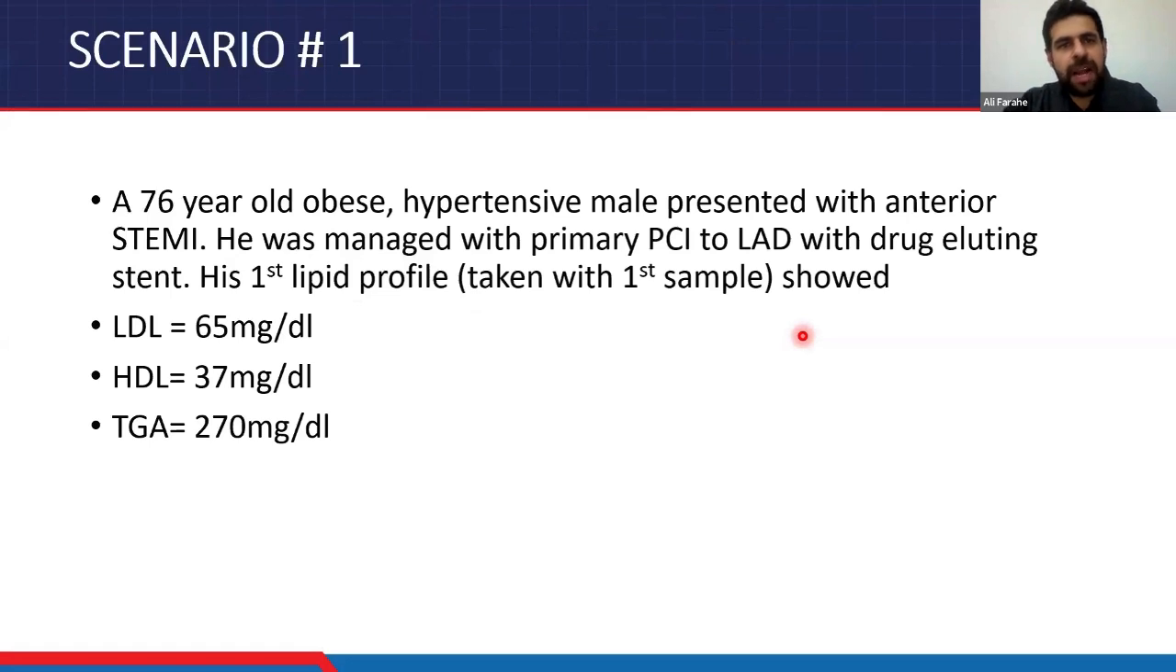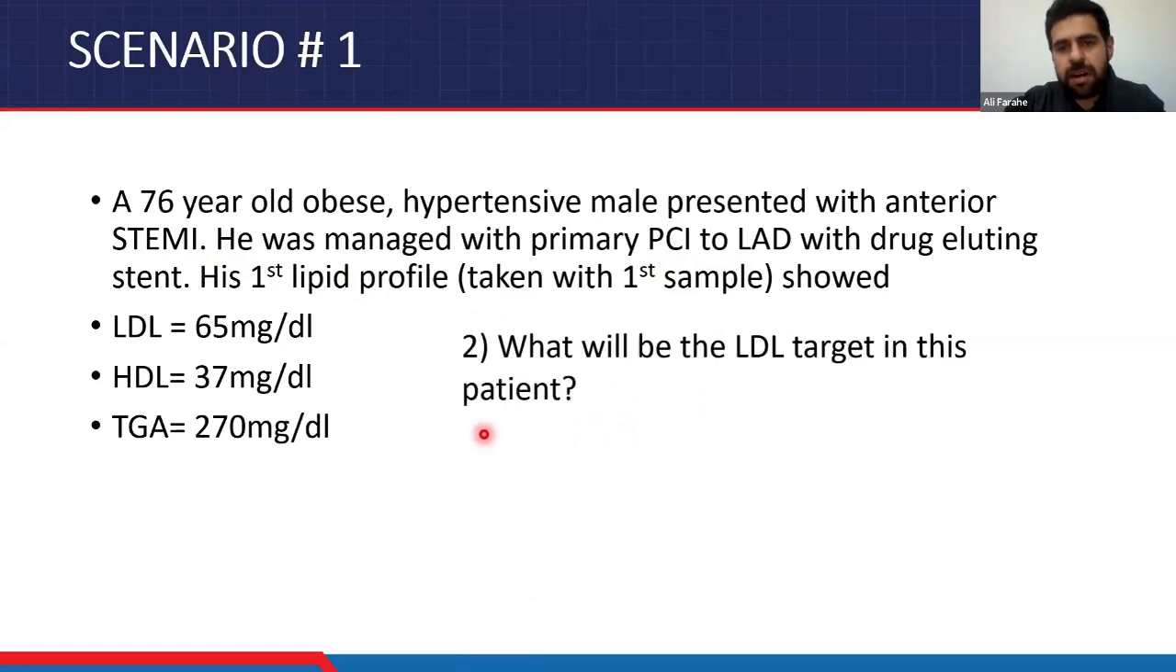So I will jump back to my first scenario, the patient who had an anterior wall MI and was managed with primary PCI to LAD. Now he was started on a statin, but what will be his target LDL?